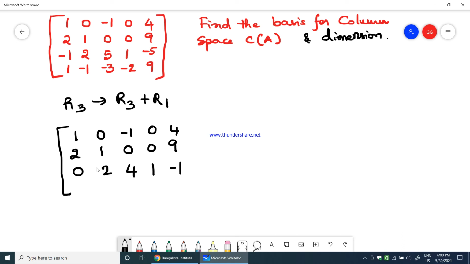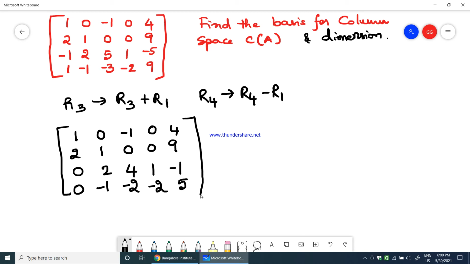Then I'll go with R4 equal to R4 minus R1. So 1 minus 1 is 0, minus 1 minus 0 is minus 1, minus 3 plus 1 is minus 2, minus 2 plus 0 is minus 2 again, 9 minus 4 is 5. So this is what I get.